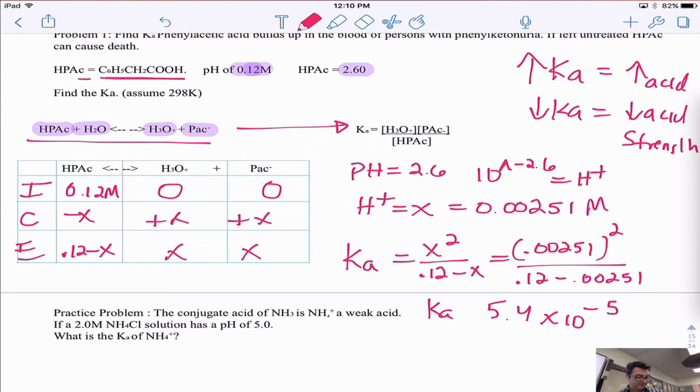That's my Ka. So this is just an equilibrium problem. But it's an equilibrium problem in which I'm doing this in an aqueous solution. And I have to do a little bit more work because I have to take the pH and make it H plus first before I can go through and solve for it.